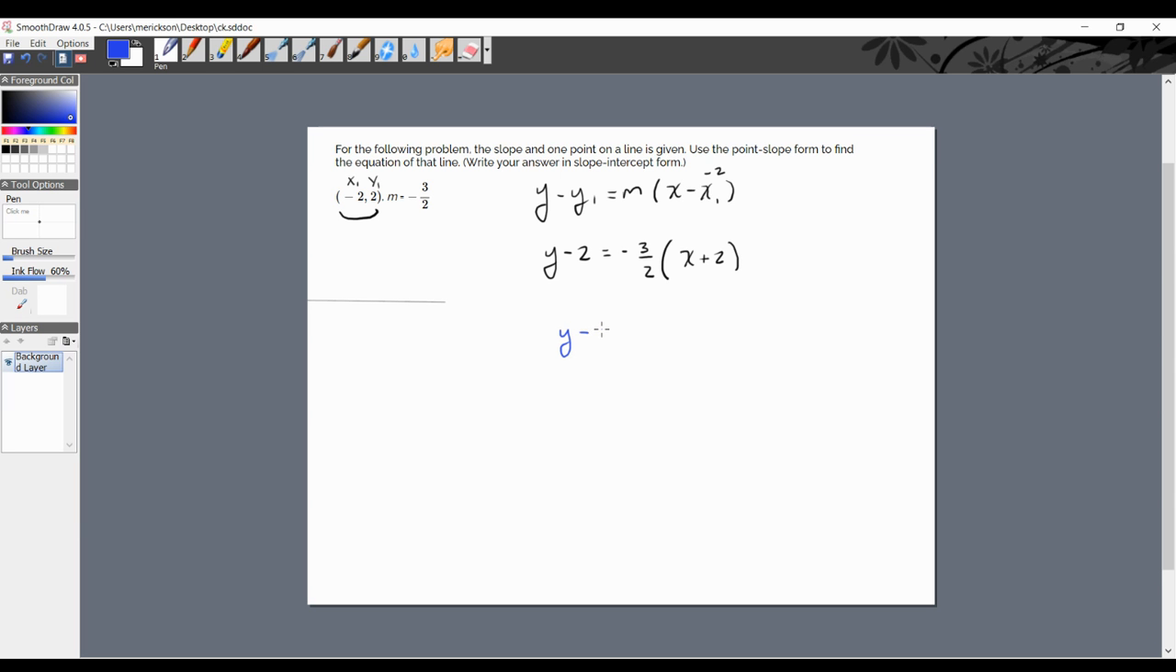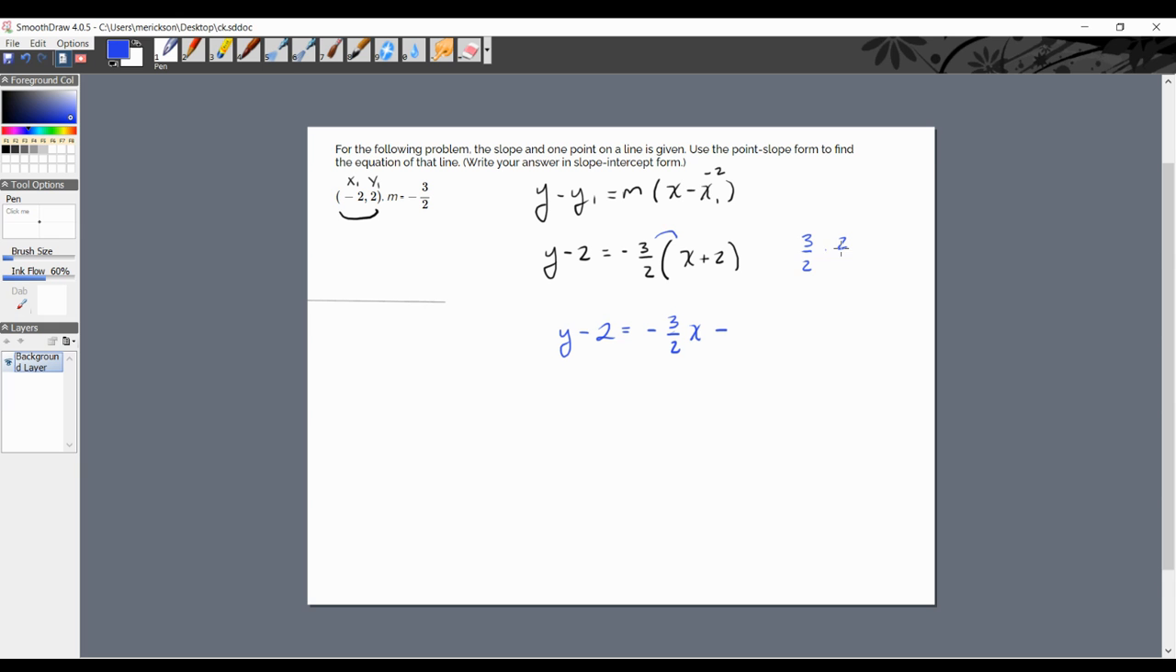Let's go ahead and leave it at y minus 2 equals. Now, to distribute the fraction to x, it's just going to become -3/2 x. And then I have a negative and I have a plus, so it's going to be a negative here because a negative times a positive. And we need to multiply 3/2 times 2.